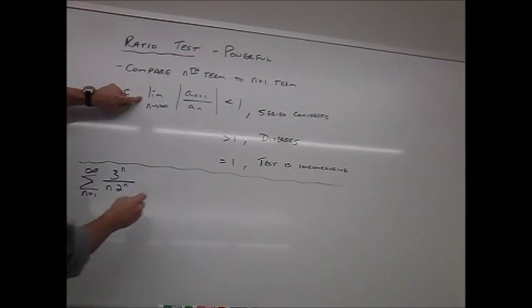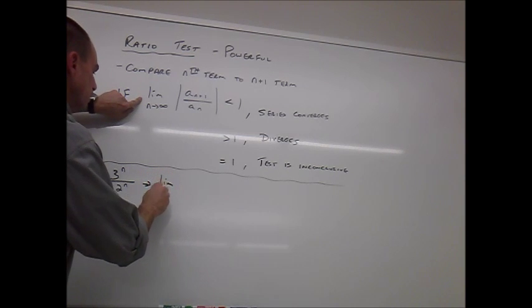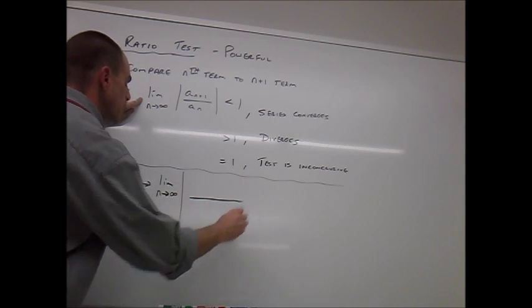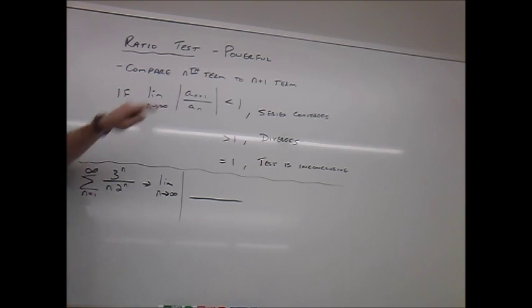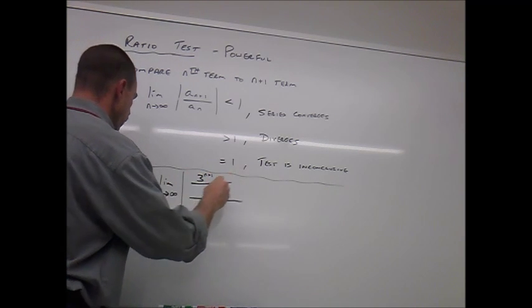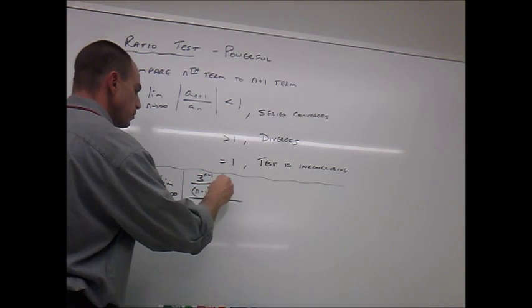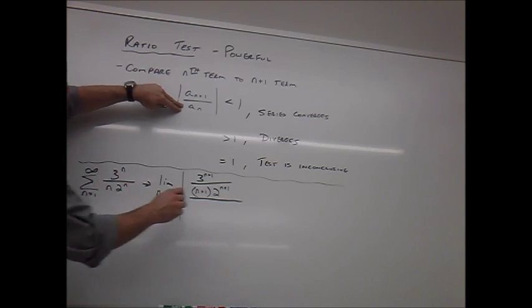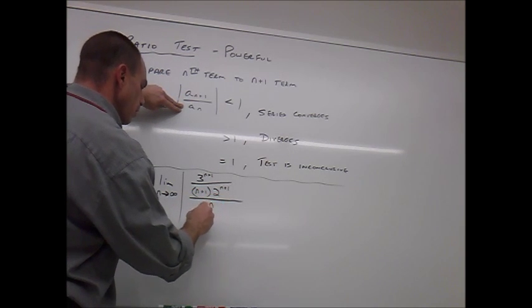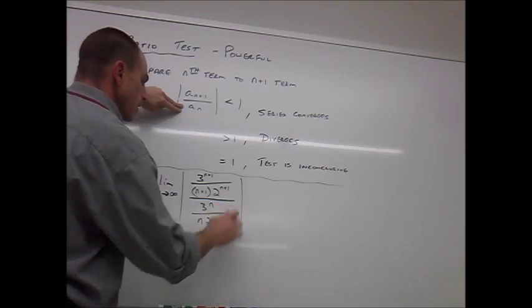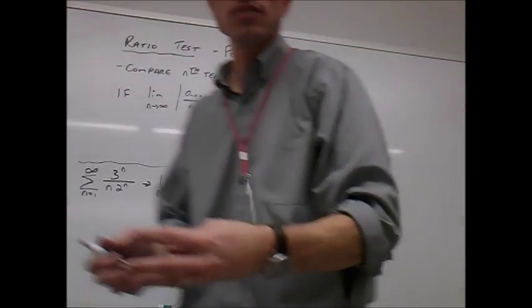So what we have here is the limit as n approaches infinity, and then we have a huge fraction inside of an absolute value. Because the series is rational, we have 3 to the n plus 1 over n plus 1 times 2 to the n plus 1. That's the numerator of our large fraction. That's the n plus 1th term. And then we have the original series in the denominator, 3 to the n over n times 2 to the n, and then this is all inside absolute value. That's pretty confusing. Again, we have fractions inside of fractions.